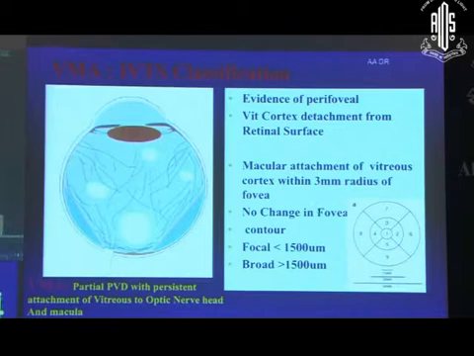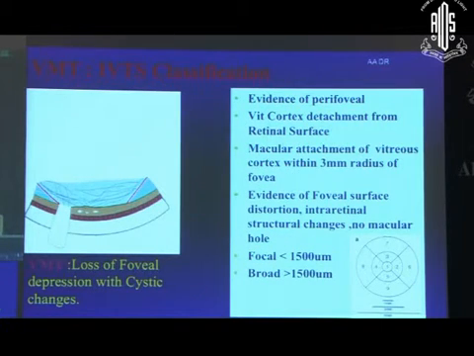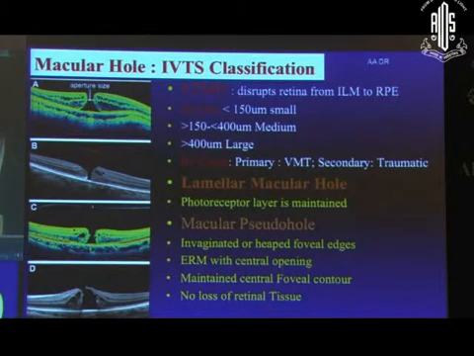So if you have a situation like this, you can call it a focal vitreomacular adhesion or a broad focal vitreomacular adhesion based upon the area to which the vitreomacular adhesion is there. The next is the vitreomacular traction, and the only difference in that definition is an evidence of foveal surface distortion, intraretinal structural changes like cystic spaces, surface irregularities, or eventually leading to formation of a macular hole. Again, you can have a focal VMT or a broad VMT. It's extremely important because all this is based upon physics which is going on within the eye.